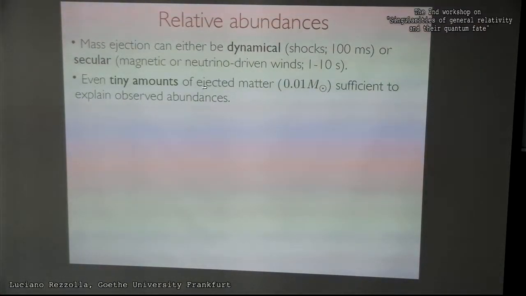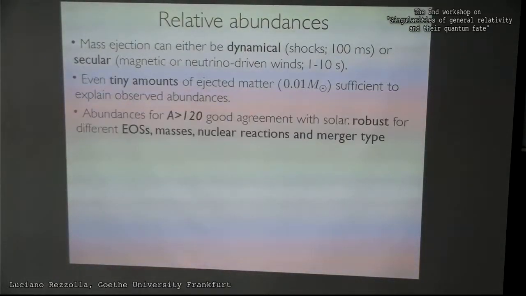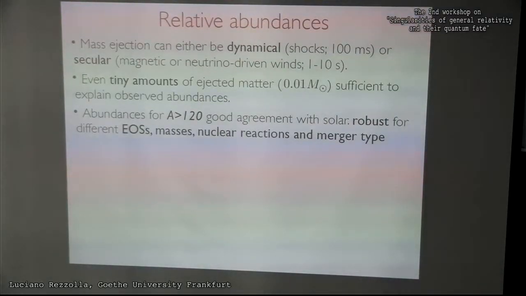What is important is that even a small amount of ejected matter matters. We're not talking about a large amount of matter. About 1% of the total mass of the system is sufficient to explain the abundances. And in particular, if you look at mass numbers larger than 120, there is a very robust agreement with the observations. And this is independent of the equation of state, the masses of the system, the nuclear reactions taken into account, the merger type, whether you are in circular orbits or in eccentric orbits.